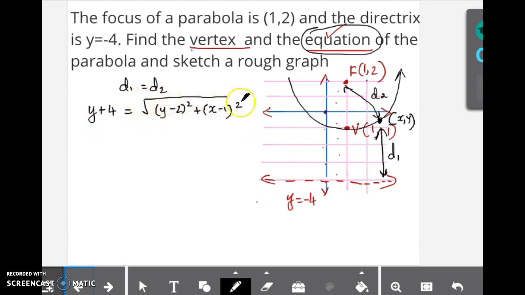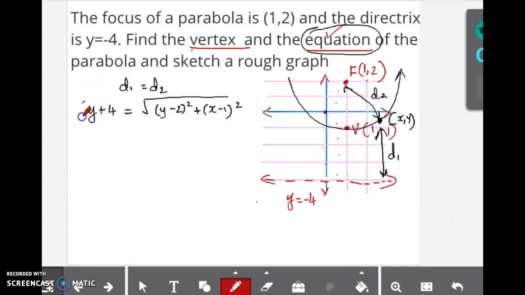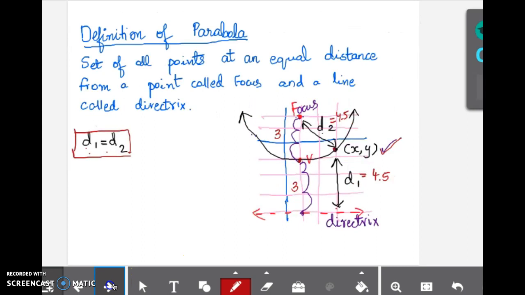So since we have a radical on the right side, we are going to square on both sides in order to get rid of the radical. So squaring on both sides, I have to put the whole square like that. So we're going to apply the rules of factoring. I can quickly show that to you guys.